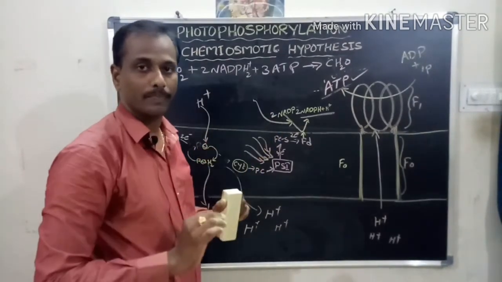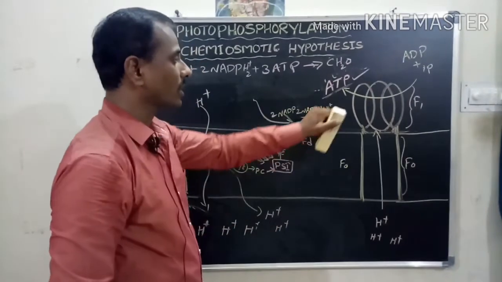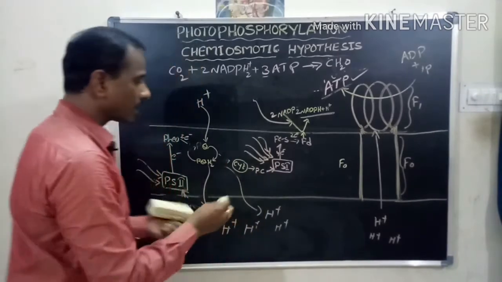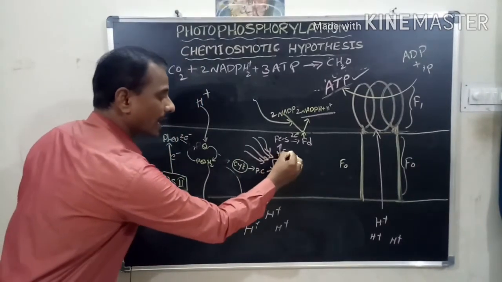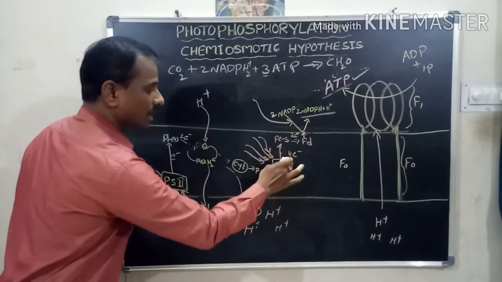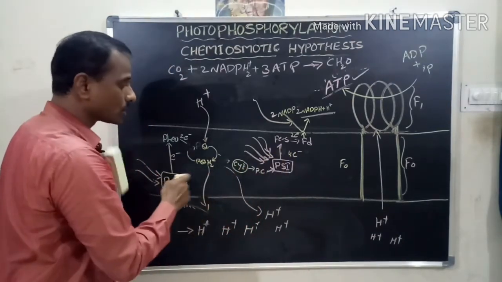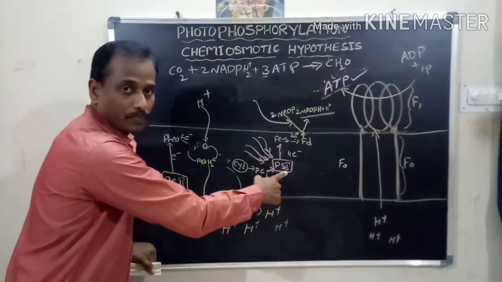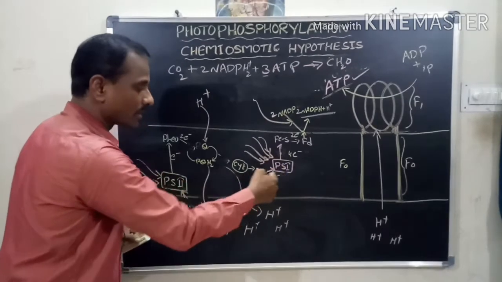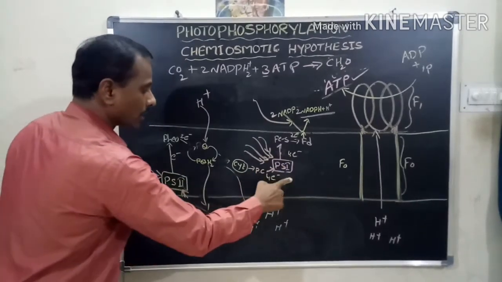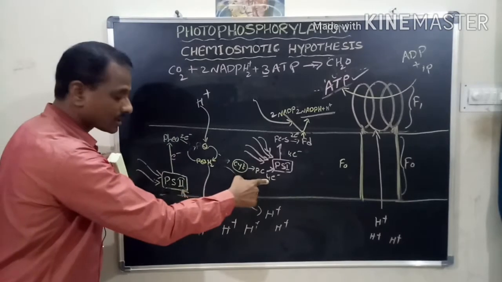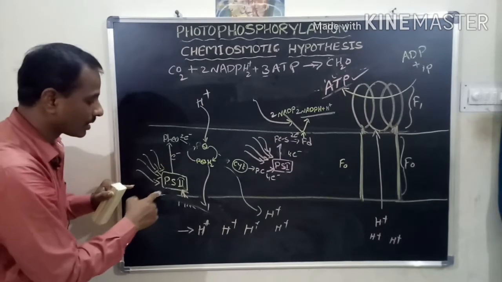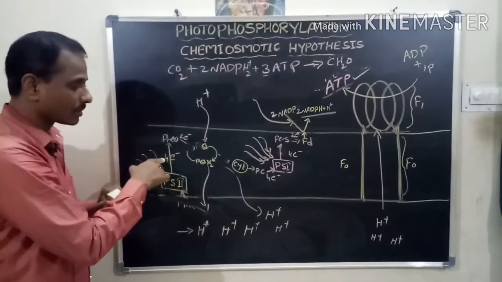NADPH2 calculation is over. Then what about the ATP? How many ATP are essential here? 3 ATPs. So when PS2 releases the 4 electrons, that means 4 electrons are transported to PS1. What it lost, it must gain. 4 electrons transported means PS2 can receive 4 photons of light energy. It releases the 4 electrons.